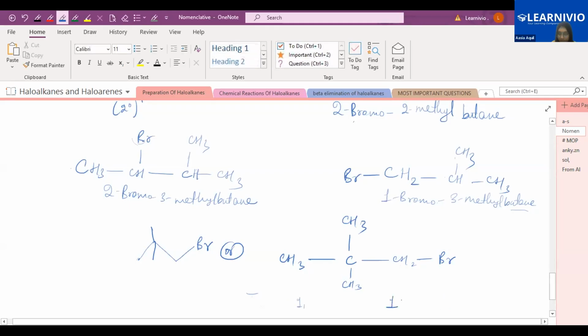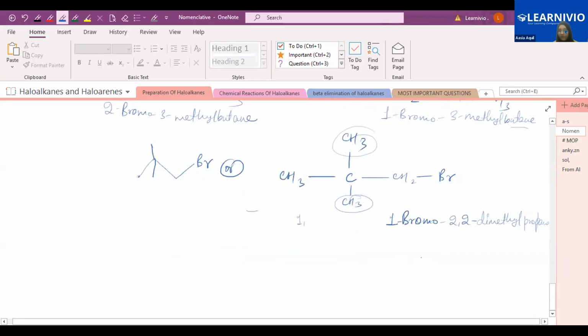Yeah. 1 bromo, 2, 2 methyl. Only one methyl is there. Two methyls are there, dimethyl, na? Yeah, so we use dimethyl propane. Yeah, it's propane. And what will be the degree? Primary. Are you sure?